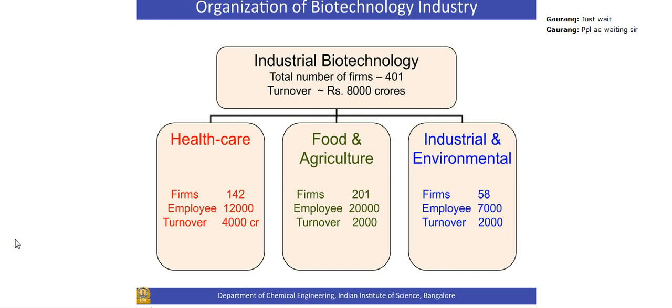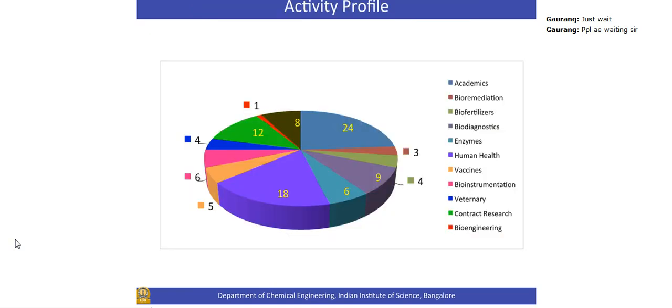We can broadly divide these companies into healthcare, food and agriculture, and industrial biotechnology. And as you can see, the dominant impact is in the field of healthcare and natural resources. Now, if you look at the activity, what are different types of things happening in the field of biotechnology, you will see in this pie chart that the dominant activity is in academics.